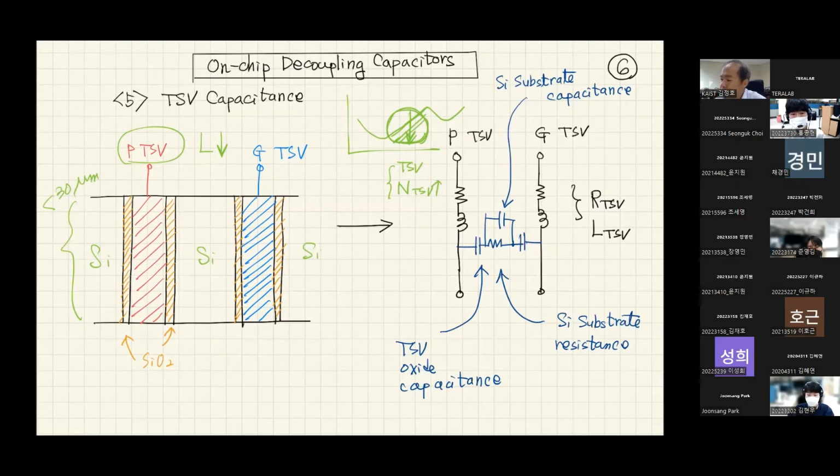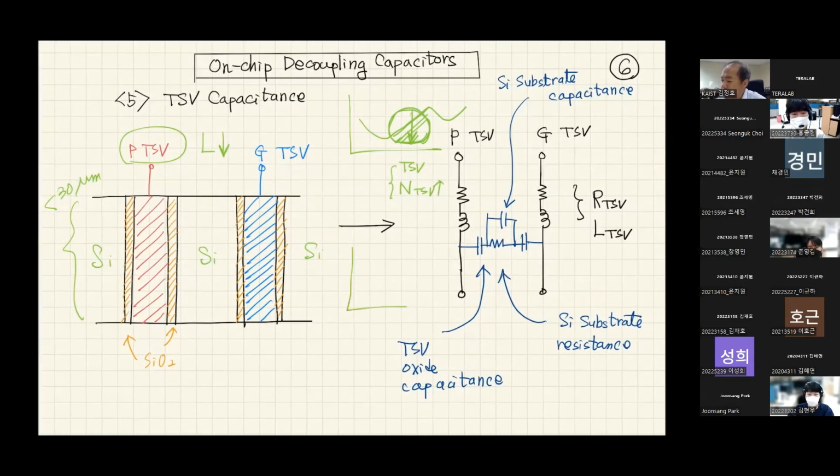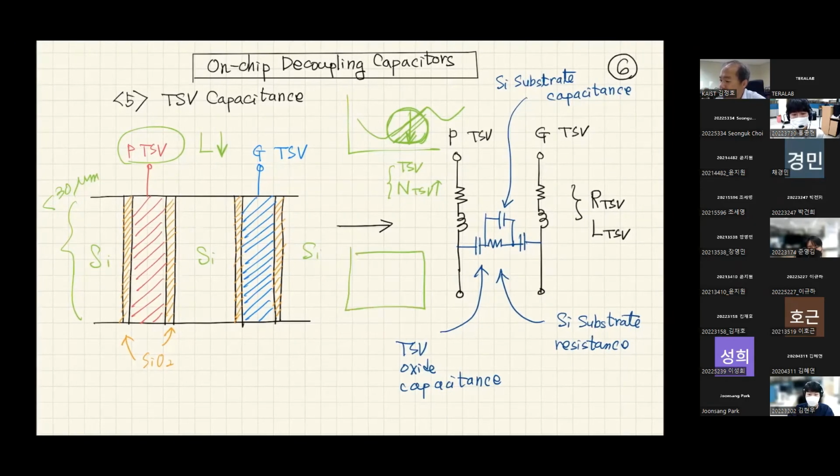But when you are designing the chip with the TSV, whenever you have a power TSV, this is the top view, you have to place a ground TSV as close as possible. Always, power TSV and ground TSV have to be designed in a coupled fashion. They have to be paired. Why do we do that? By reducing the distance between power and ground TSV, we can reduce the inductance of TSV.